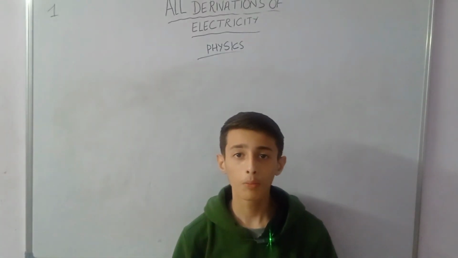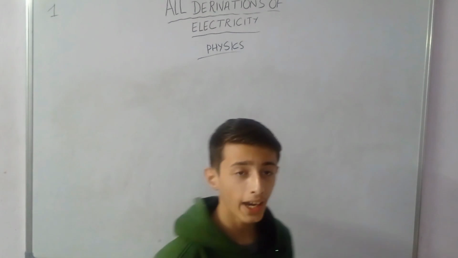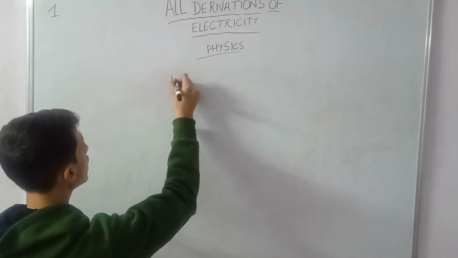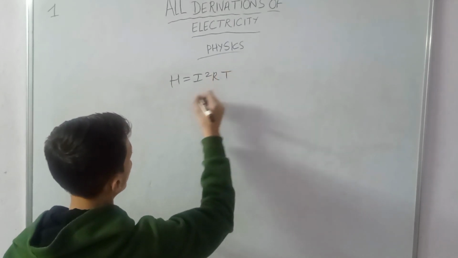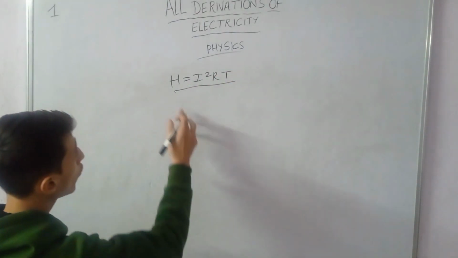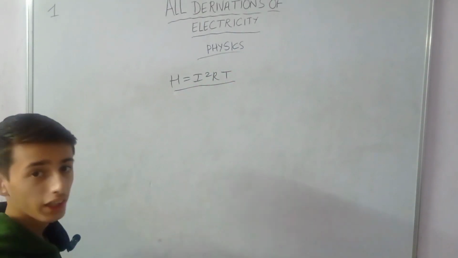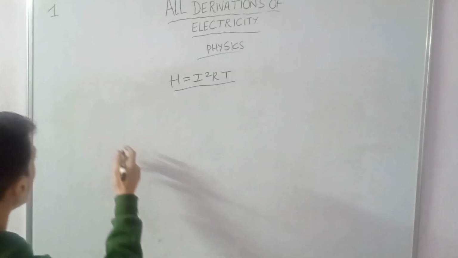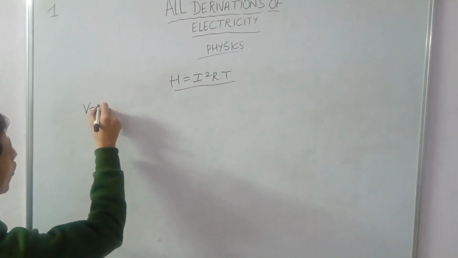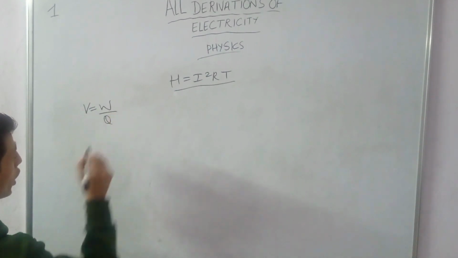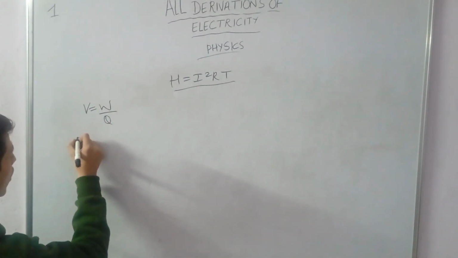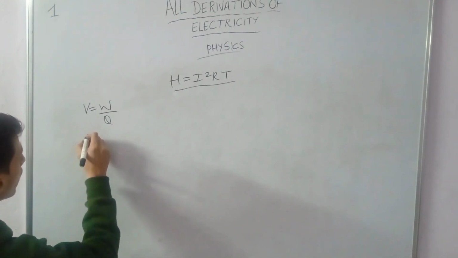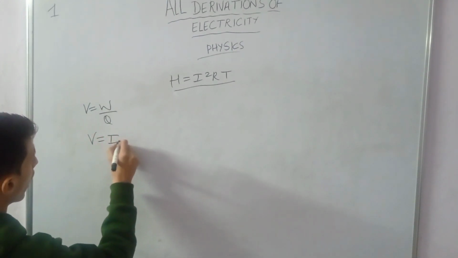Now I will prove the formula of Joule's law of heating, which is H equals I square RT. Now I have to prove this formula, H equals I square RT. We know that from potential difference we have the formula V equals W upon Q, and from Ohm's law we have another formula, that is V equals IR.